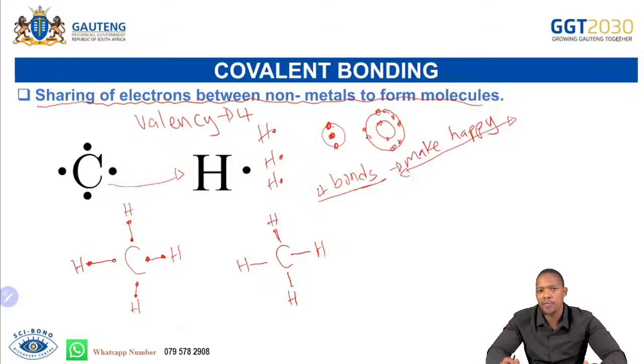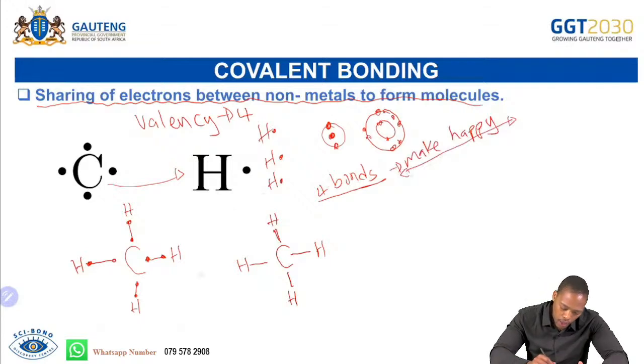Hydrogen will always have 1 bond because hydrogen only has an option of sharing 1 electron. So hydrogen will always have 1 bond. But it is important that we keep in our mind that carbon is happy with only 4 bonds. 4 bonds, nothing less, nothing more. Cannot have more than 4, cannot have less than 4.